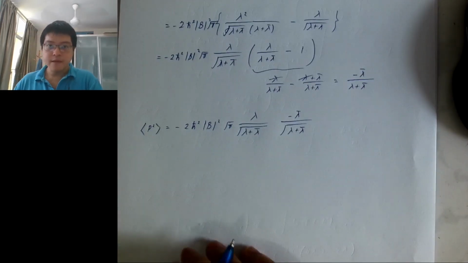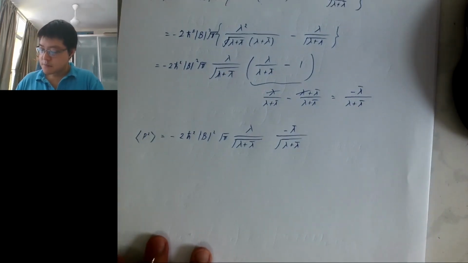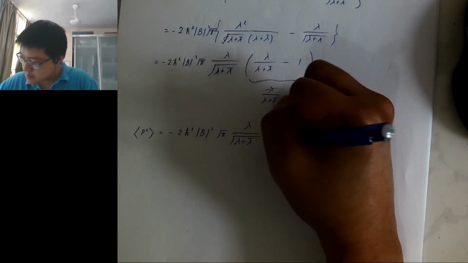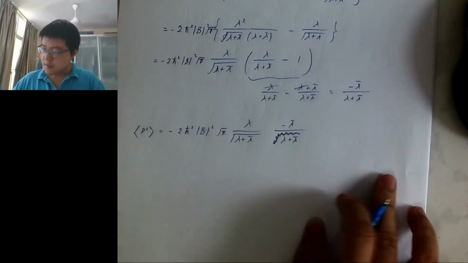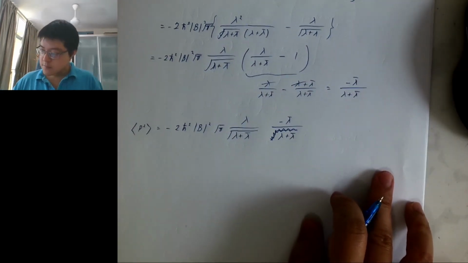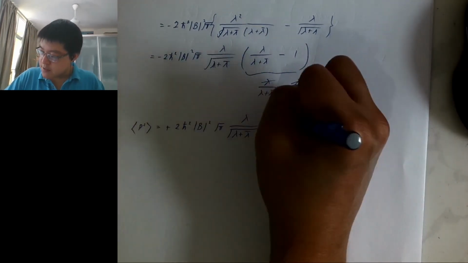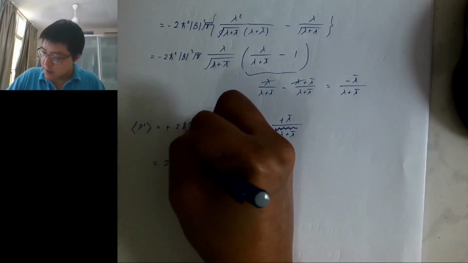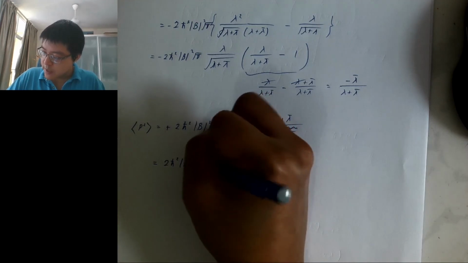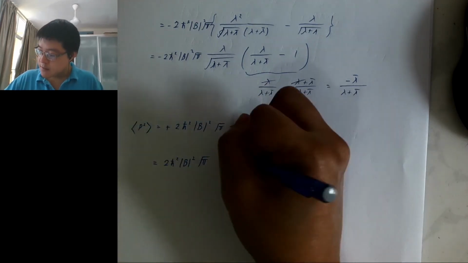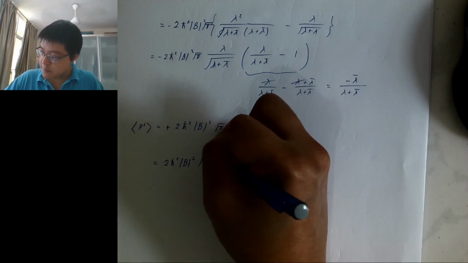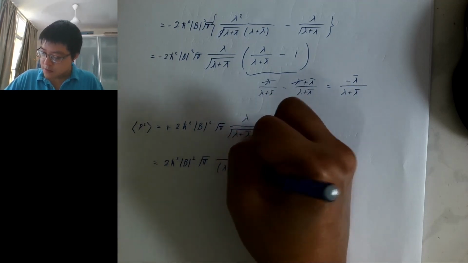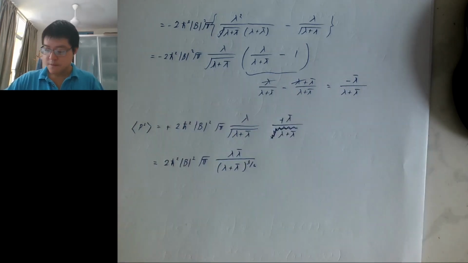Wow. No, there's no square root downstairs. But there is two negatives, so let's put the negatives together. So I got 2 h bar squared b squared root pi lambda lambda bar. So this is the absolute value of lambda, and this is lambda plus lambda bar to the power of 3 over 2.